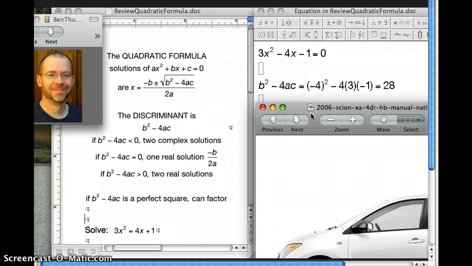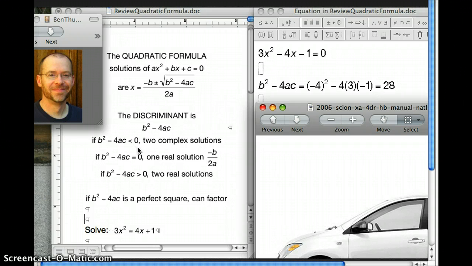Now, a very nice approach to this before actually plugging into the full formula is to calculate the discriminant, the b squared minus 4ac, which is the radicand in the quadratic formula. Here, b squared minus 4ac is the square of negative 4 minus 4 times 3 times negative 1 equals 28. And what the discriminant tells me is the nature of the solutions for the quadratic equation.